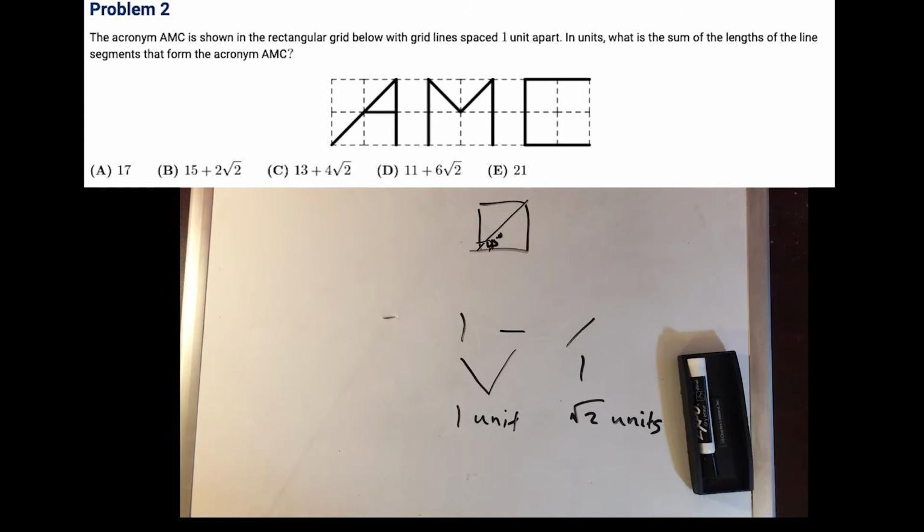Now, I'm going to save you the counting, but hopefully you guys can count. When you add them up, you'll find that you have 13 horizontal and vertical lines. So that means you'll have 13 units for horizontal and vertical lines, and you'll count 4 diagonal lines, which means you'll have 4√2 units for the diagonal lines. Now you just have to add them up, and you see that answer choice C is our answer for number 2.